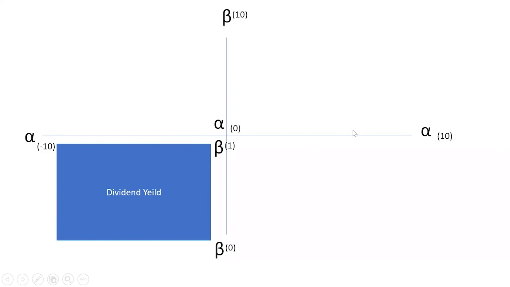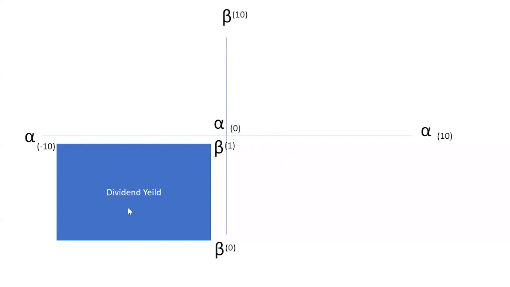And on the right side, alpha is positive. It means it is beating the stock market. And on the y-axis, beta's center point is 1. Below it, it is 1 to 0, and above it, it is 1 to 10, whatever beta number you're getting.